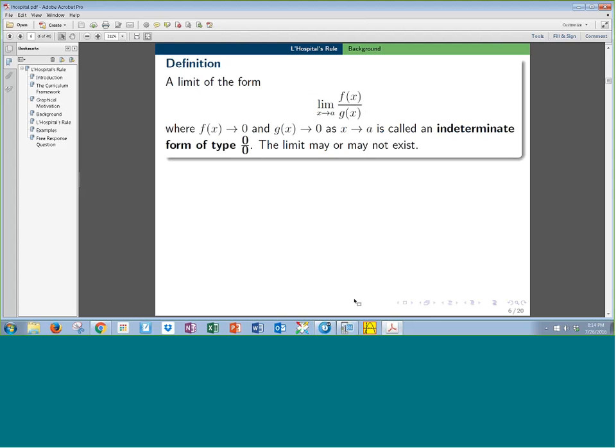I've been thinking a lot lately about common errors on the AP Calculus exam, and just common errors that my students make. And I think there's one actually here in this definition. That is, I think many of my students, when they see this, think that that must be a rational function, the quotient of two polynomials, and that's definitely not true. This is just the quotient of two functions.